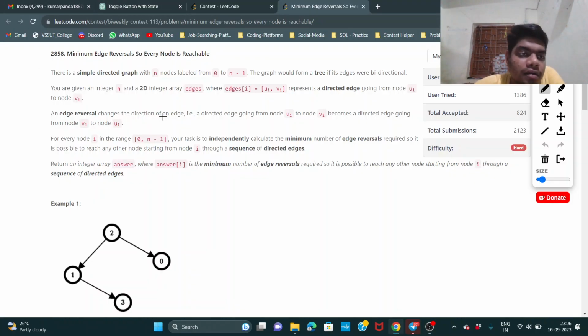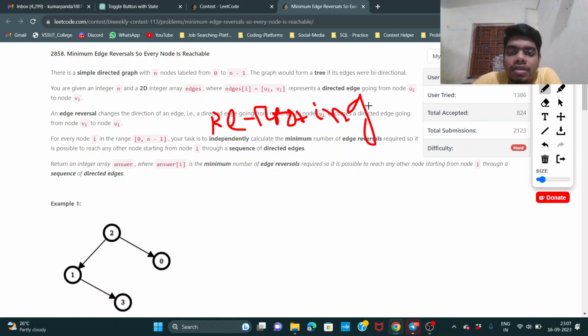Hi everyone, let's discuss the last problem, minimum edge reversal. So every node is reachable. This is a standard DP on trees problem. If you solve DP on trees problems, that concept is rerouting of trees. So the concept here is rerouting of tree. This is the easy version of this concept.